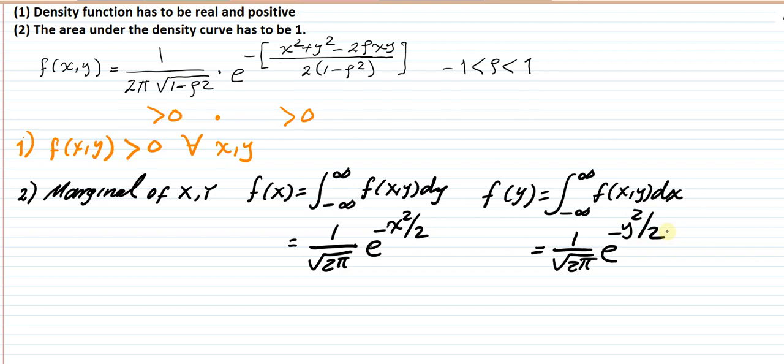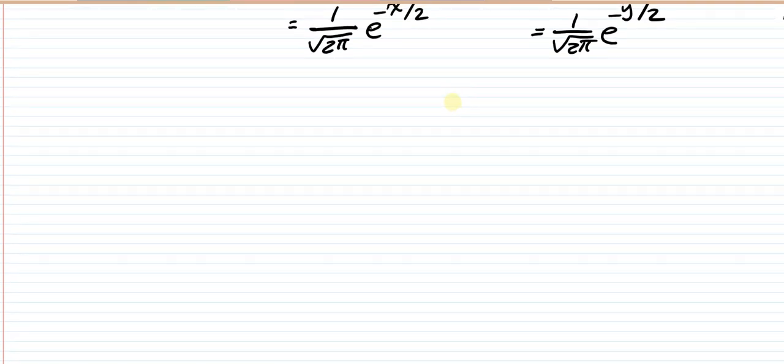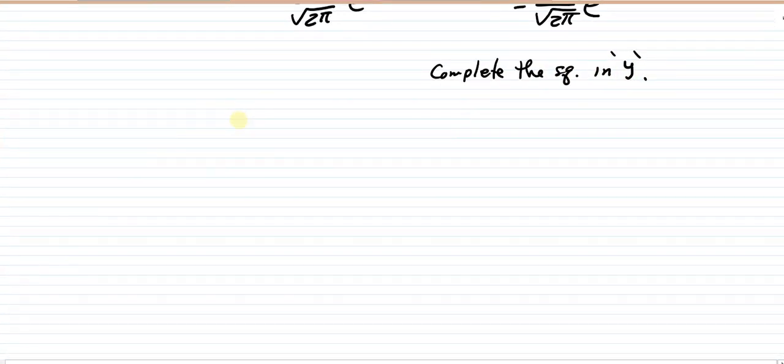Before I move on, I'm going to do something because I'm going to need this during this process. This exponent in the original density, the exponent that you see here in the fraction, I'm going to complete the square in y. So let's do a sidebar here. We want to complete the square in variable y. Again, the expression in the exponent was x squared plus y squared minus 2 rho x y.